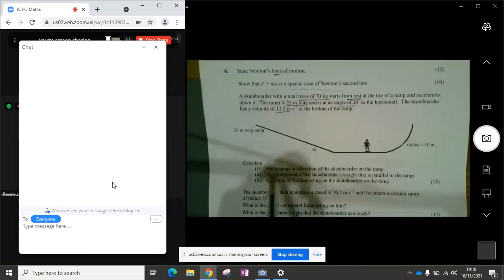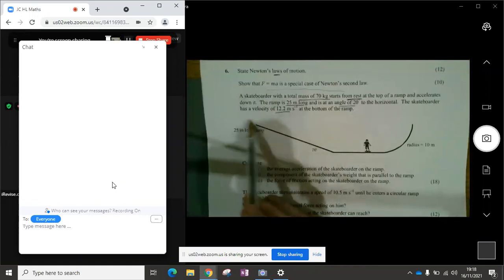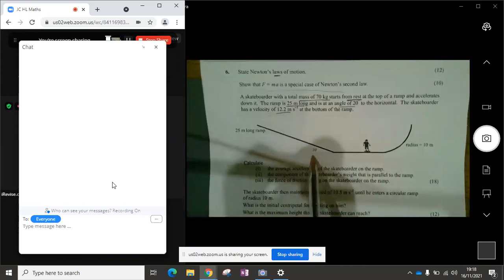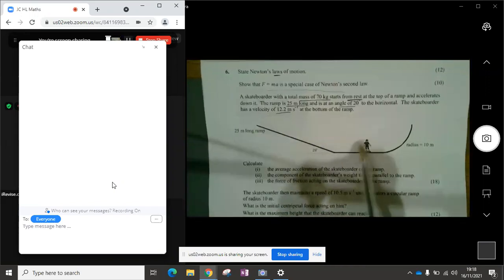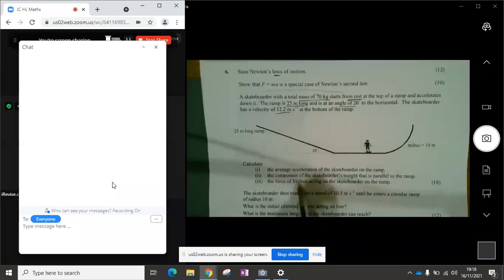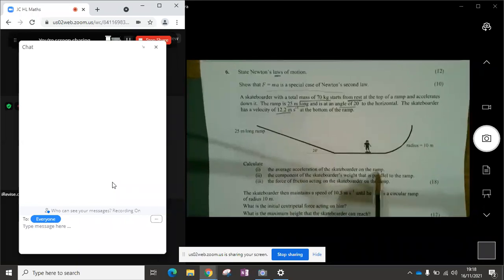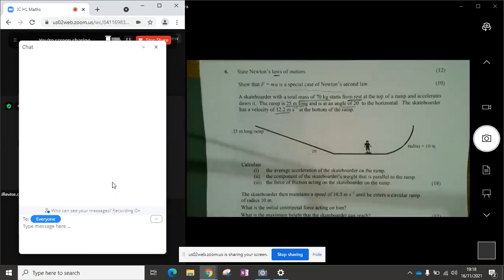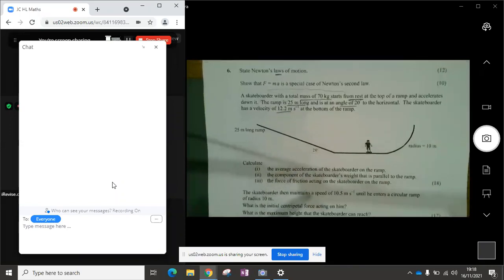So let's go through it again. The man was up here on his skateboard, started at rest, and went down the ramp. The angle was 20 degrees, the ramp was 25 meters long, and at the bottom his velocity was 12.2. First question: calculate the average acceleration of the skateboarder on the ramp. So we need to get his acceleration while he's on the ramp.